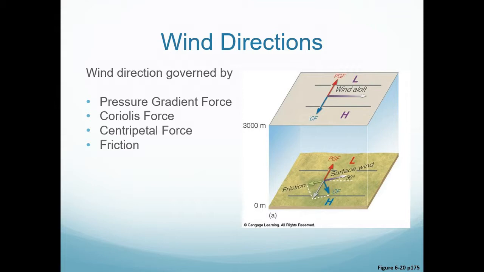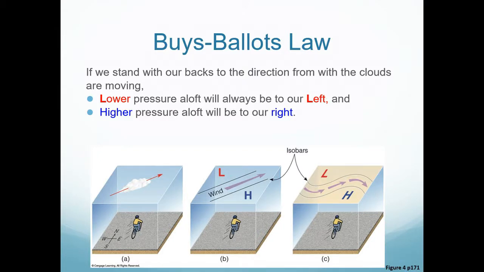So the important point is the winds aloft, because of the Coriolis force, the winds will be parallel to the isobars, and at the surface, because of friction, it will be nearly parallel, about 30 degrees off. Notice that if you follow the direction of the wind, the high is going to be on the right side of that, the low on the left. This is the crux of the Buys-Ballots Law.